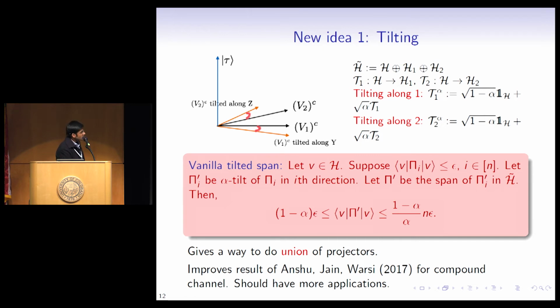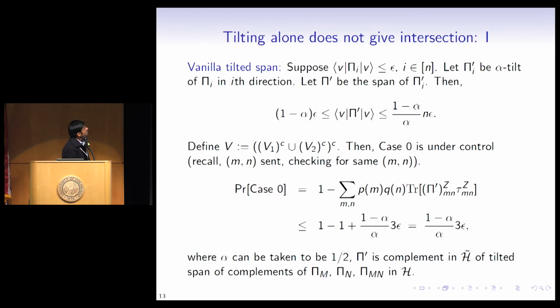So this already improves the result of Anshu, Jain and Varsi for compound channel. And we believe that it should have more applications in quantum information theory and quantum communication complexity. So we have this particular result, which we say is nothing but vanilla tilted span.